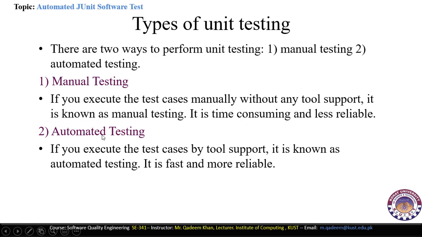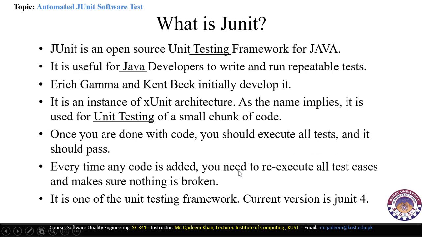While automated testing is a test where we use different tools for performing the test. It is a fast and more reliable test. So the test here is very fast, that means it is very efficient, and also it is very reliable. That is, correct results are in fact provided by the test because we are using automated tools.